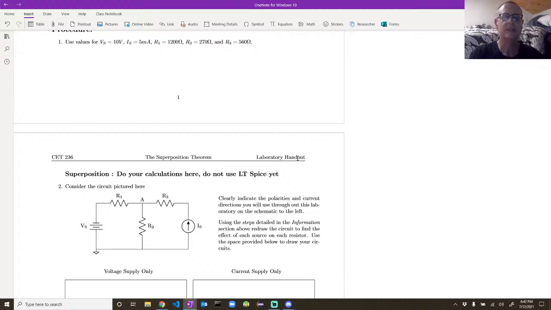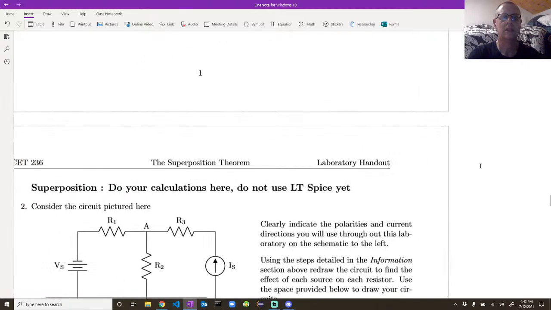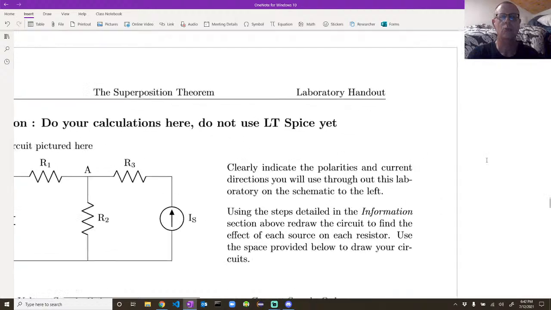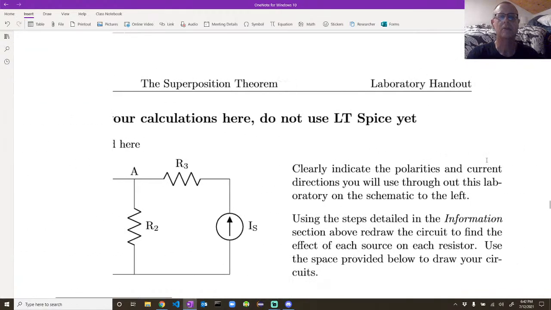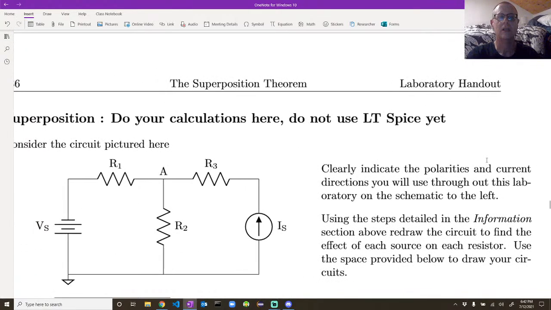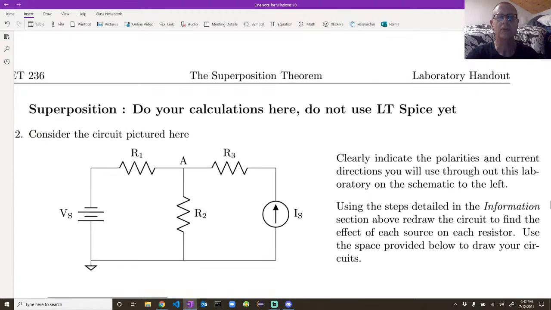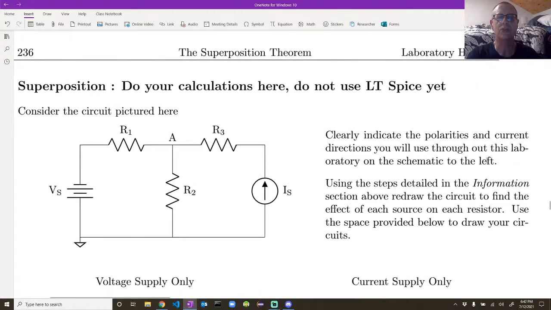Okay, so we have a reasonably simple circuit, right? It's got 3 resistors, it's got a voltage source which is upside down, and it's got a current source. And the aim is to apply superposition.